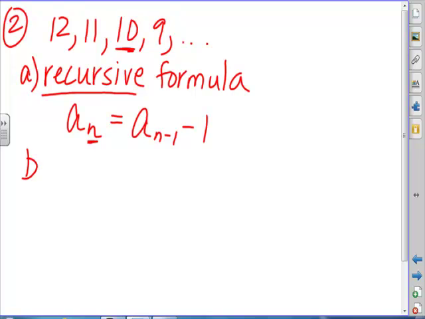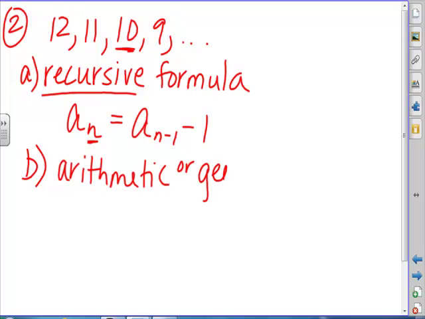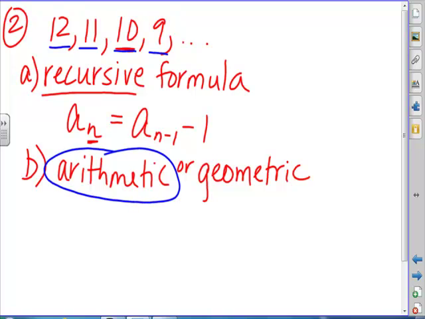Now, you also may just be asked, hey, is this an arithmetic sequence or is this geometric? So you should be able to identify what type of sequences you have. And hopefully you realize that in this particular case, this problem, we are continuously subtracting 1, which is like adding a negative 1. So this is an arithmetic sequence. Okay.